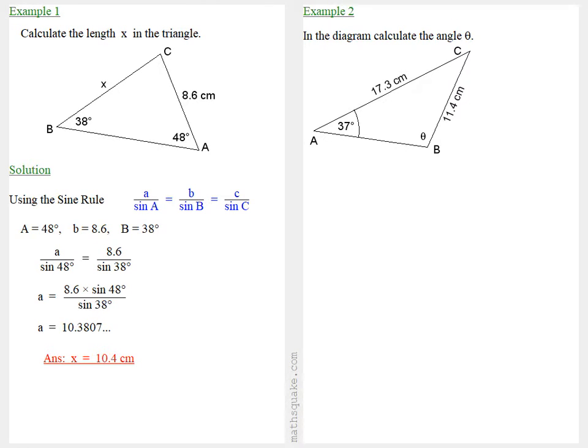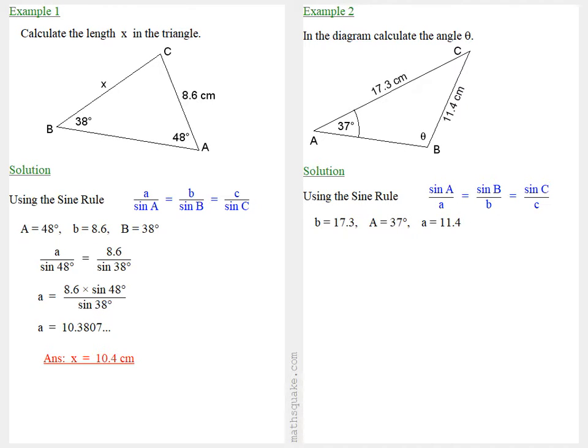Now let's look at a second example. In the diagram, we have a triangle ABC. The angle A is 37 degrees. The side BC is 11.4 centimetres and the side AC is 17.3 centimetres. We want to find the angle theta. Now again, to solve this, we're going to use the sine rule. But since we're trying to find a missing angle, we'll use it in the form sine A over a equals sine B over b, which is equal to sine C over c.